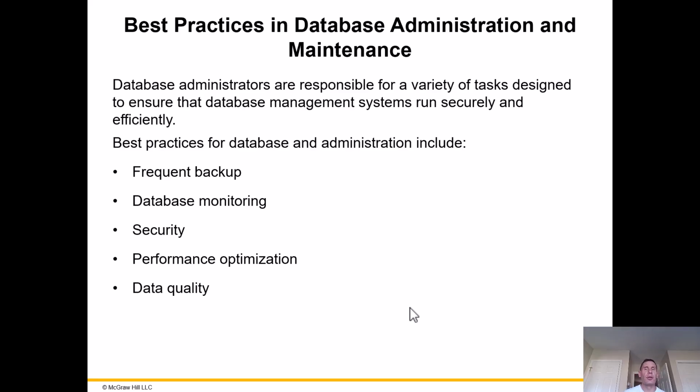And data quality is so important because if there's a lot of data in the database, but 90% of it is useless, wrong, erroneous, or out of date, then the value of the database can be called into question.